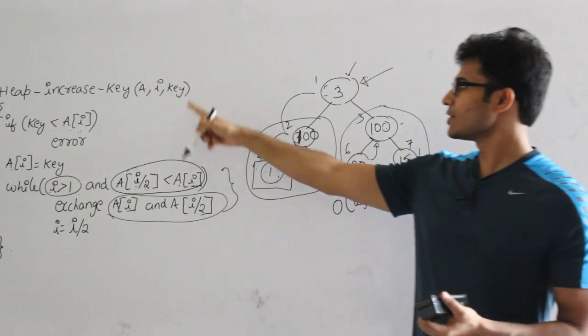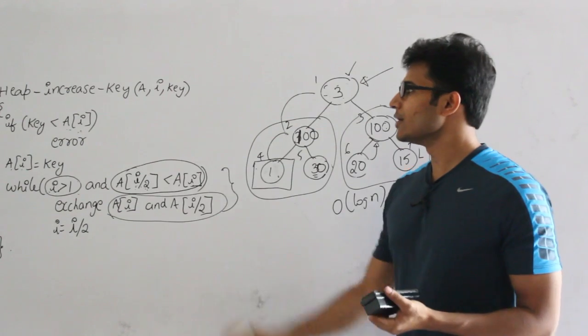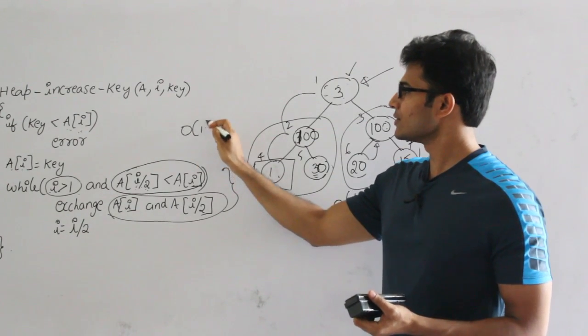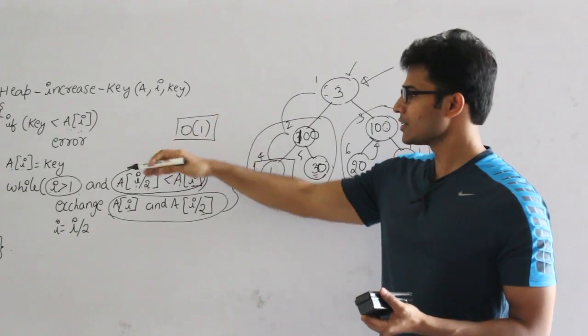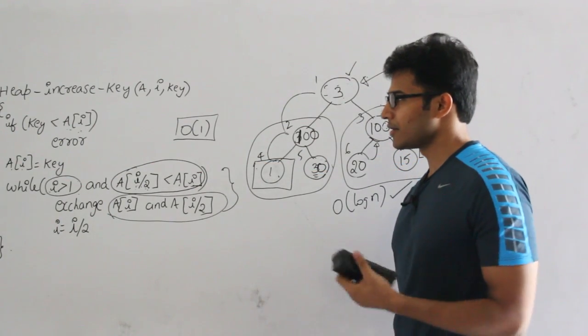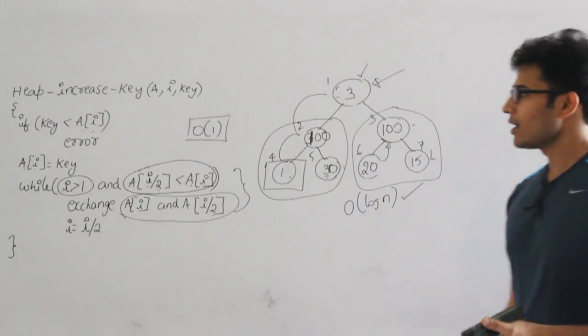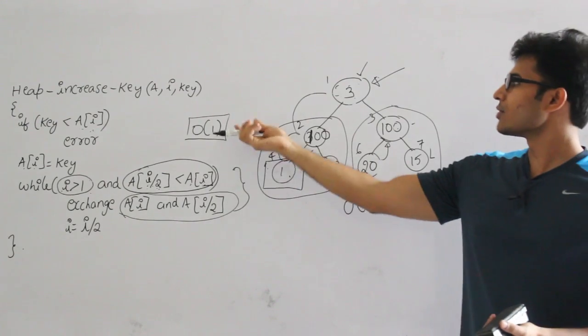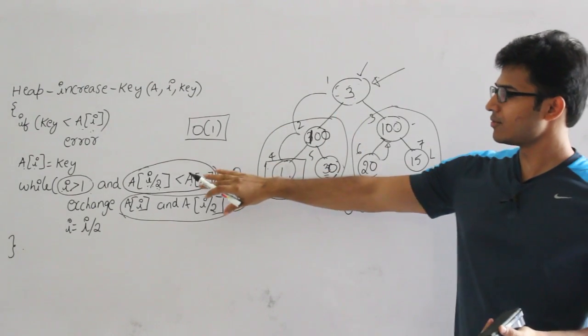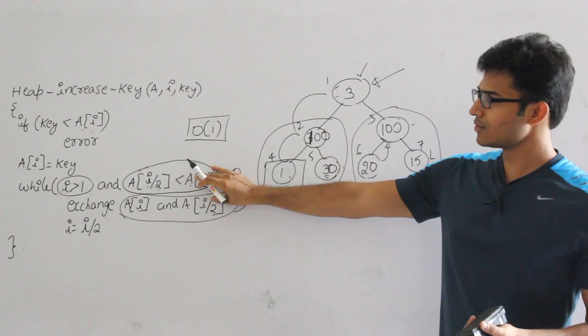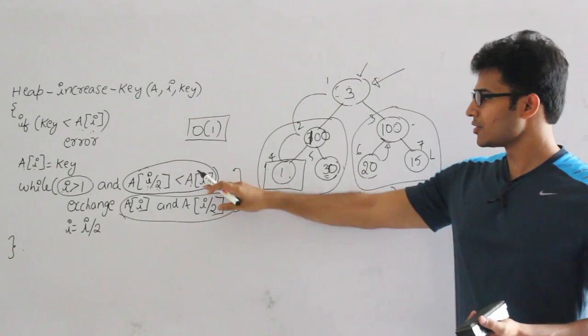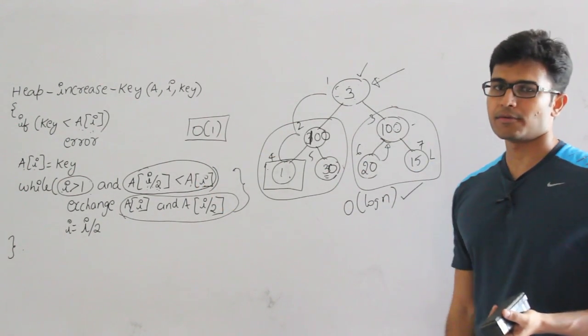And in this case, the space complexity required for increase key is order of 1. The reason is we don't have any recursion here. We are just implementing it using the iterative version, right? And if I use the recursive version, then it might go to order of log n. But since the function is iterative, we need not go for order of log n space, right?